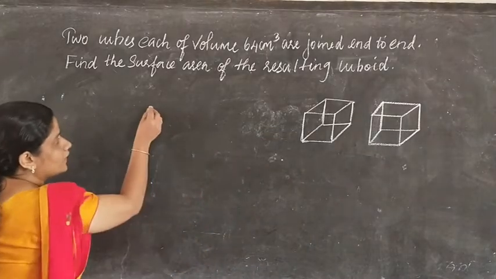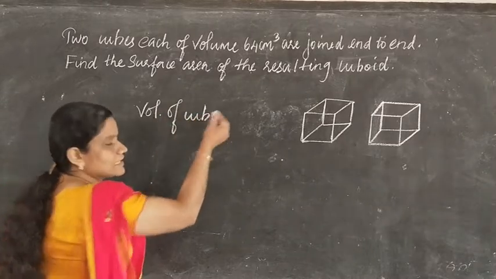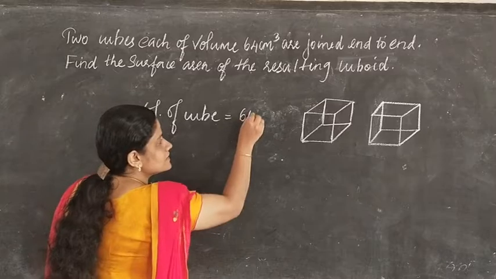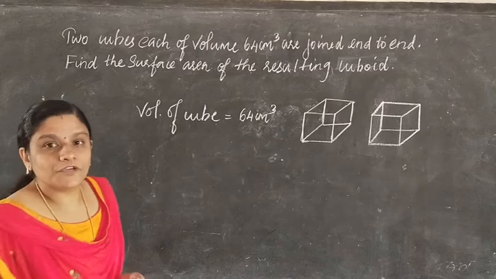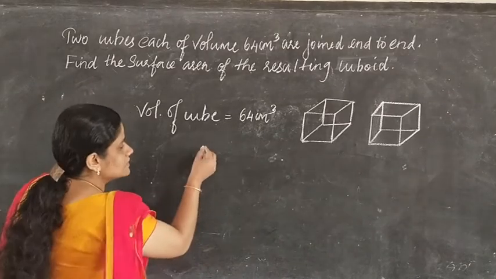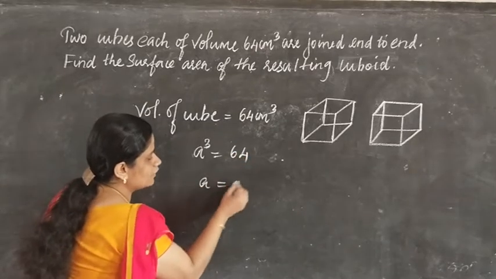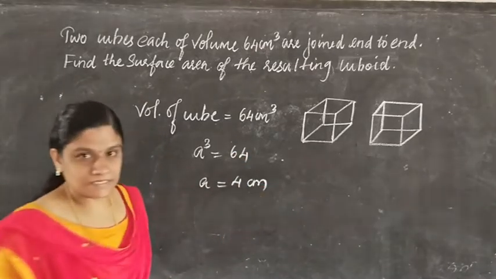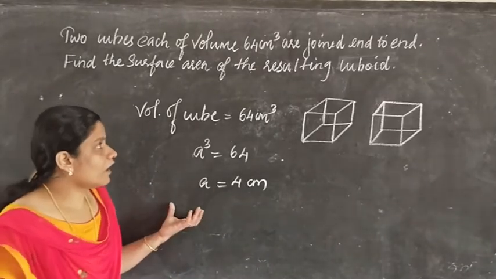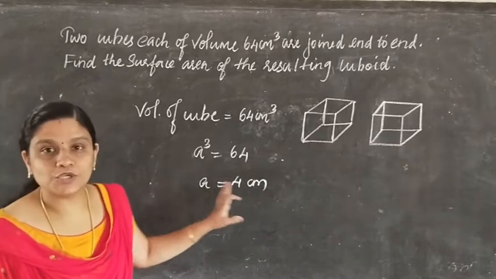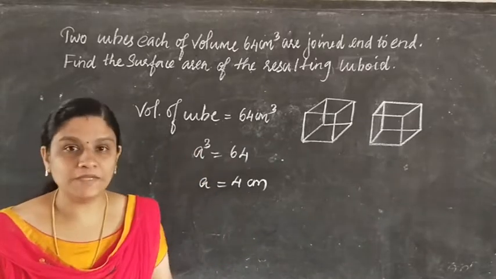It is given that the volume of each cube, one cube, is equal to 64 centimeter cube. From this we know the volume of a cube is a cube. So a cube is equal to 64, and a is equal to 4 centimeter. Now we got the side of each cube equal to 4 centimeter, and we all know that all the dimensions will be equal.